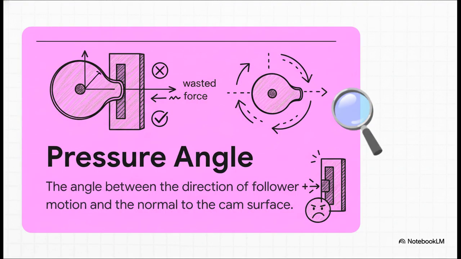Let's zoom in on one of the biggest ones, the pressure angle. Imagine you're pushing a heavy box. If you get right behind it and push straight, all your energy goes into moving the box. That's a good low pressure angle. But what if you try to push it from way off to the side? The box just wants to spin and scrape against the floor. That's a high pressure angle. It's inefficient, it creates friction and wear, and it can even cause the follower to jam in its track. As a rule of thumb, we really want to keep that angle below 30 or 35 degrees.